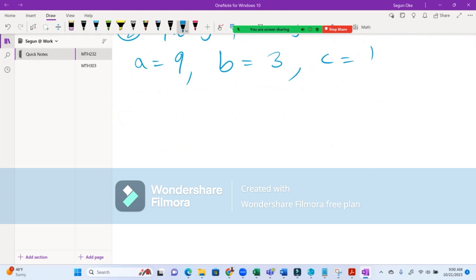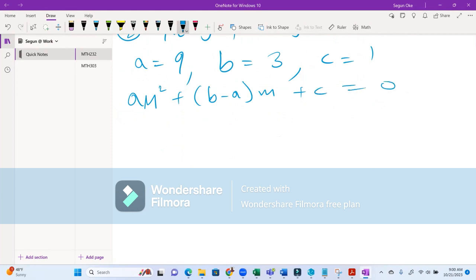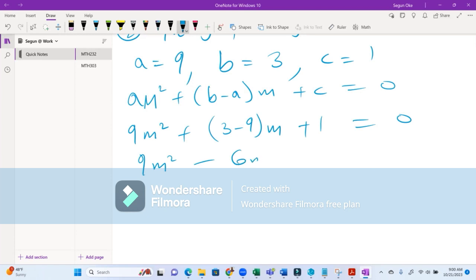When you substitute it, what do we have? Remember, you write Am squared, write it down: Am squared plus (B minus A)m plus C equals 0. I know A is 9. I can say 9m squared plus (3 minus 9)m plus 1 equals 0. I have 9m squared minus 6m plus 1 equals 0.